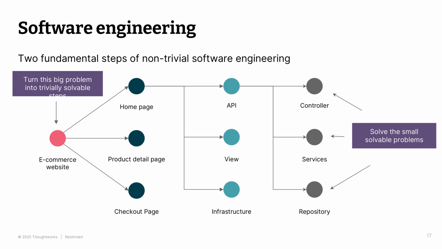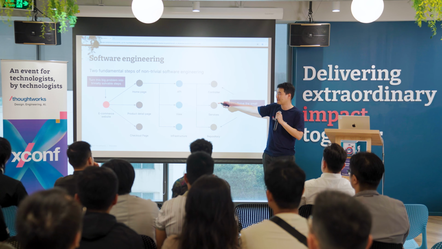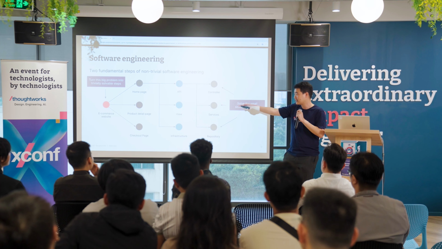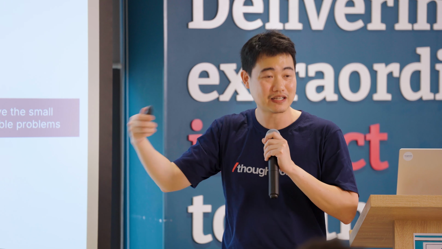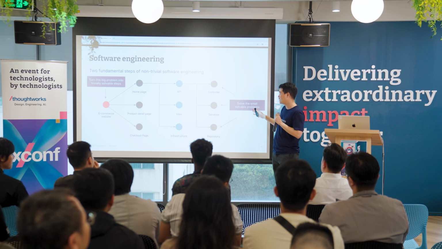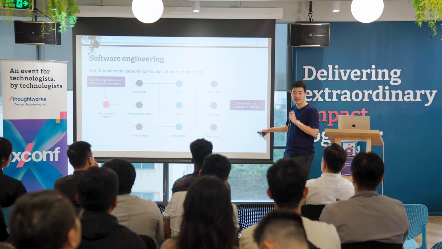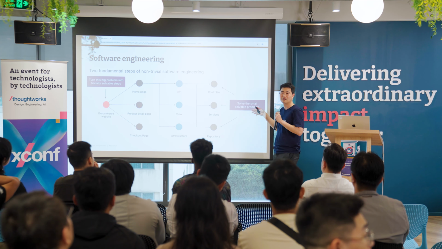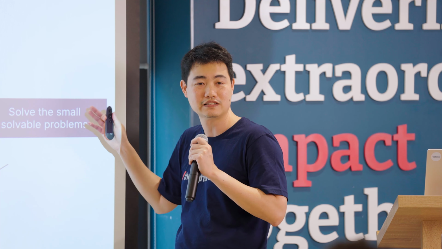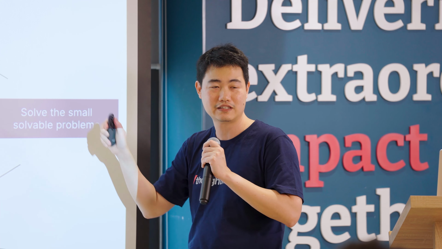There are still two fundamental steps for non-trivial software engineering: turn the big problem into trivially solvable steps, and once you have small enough problems that you can solve, start solving all these small problems. You can do this by handcrafting the code, or you can do it using AI. But the structure is the same.